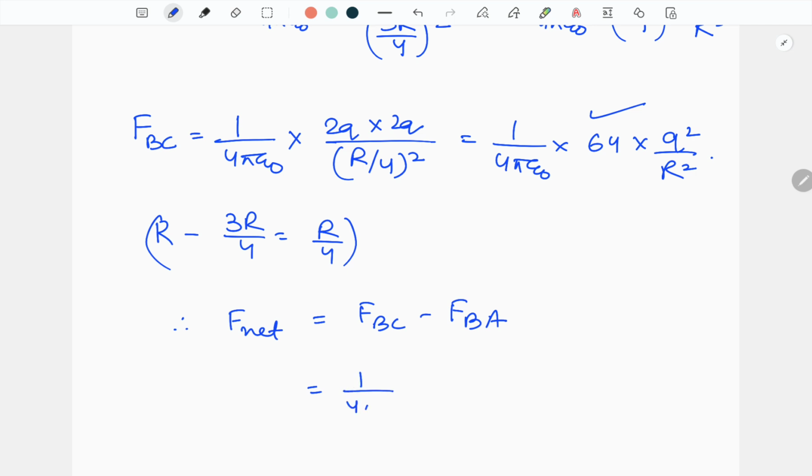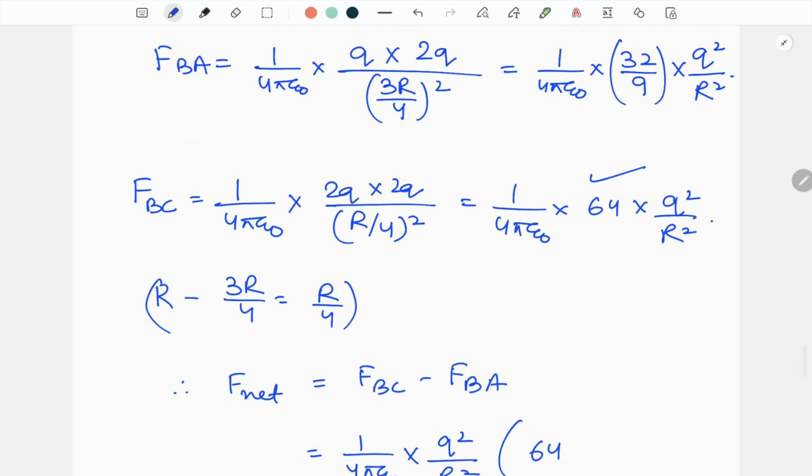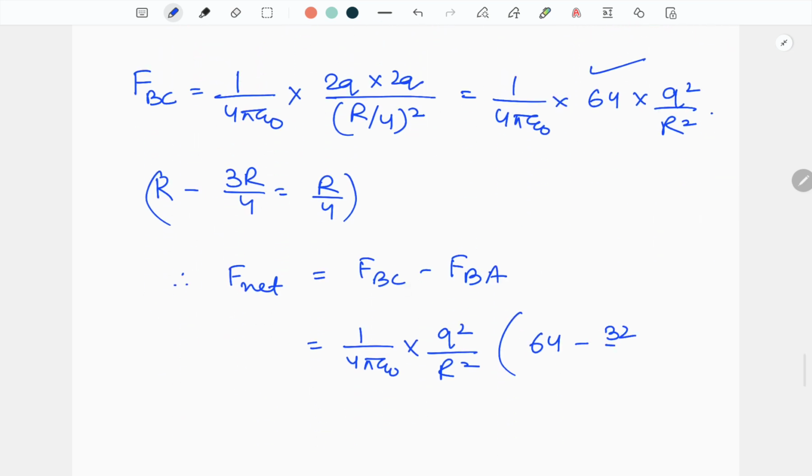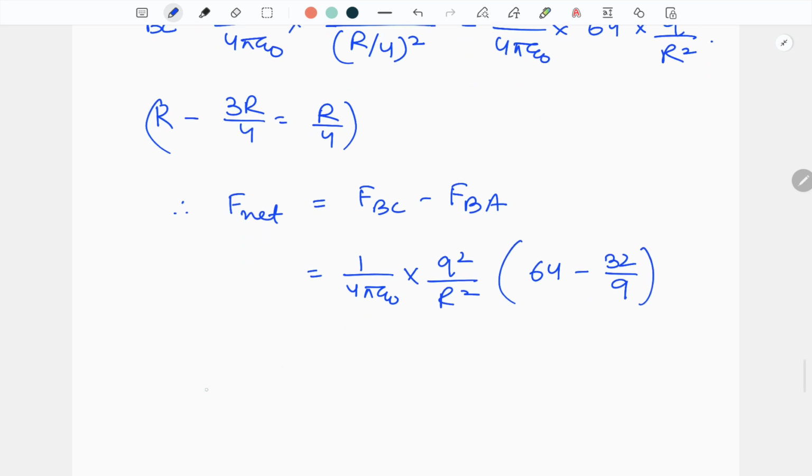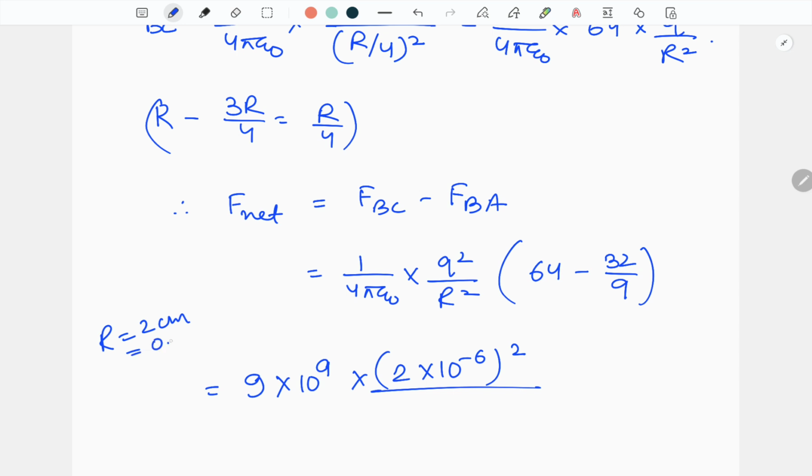So overall we have the common value as 1 by 4 pi epsilon naught q square by r square. This becomes (64 minus 32) by 9. Put the value 1 by 4 pi epsilon naught as 9 to the power 9. Q value is given in the question, 2 into 10 to the power minus 6, so this becomes (2 into 10 to the power minus 6) square. R value is also given in the question, that is 2 centimeters. If R is 2 centimeter, that means 0.02 meter. So let us put here (0.02 meter) square, and here you have to take LCM.